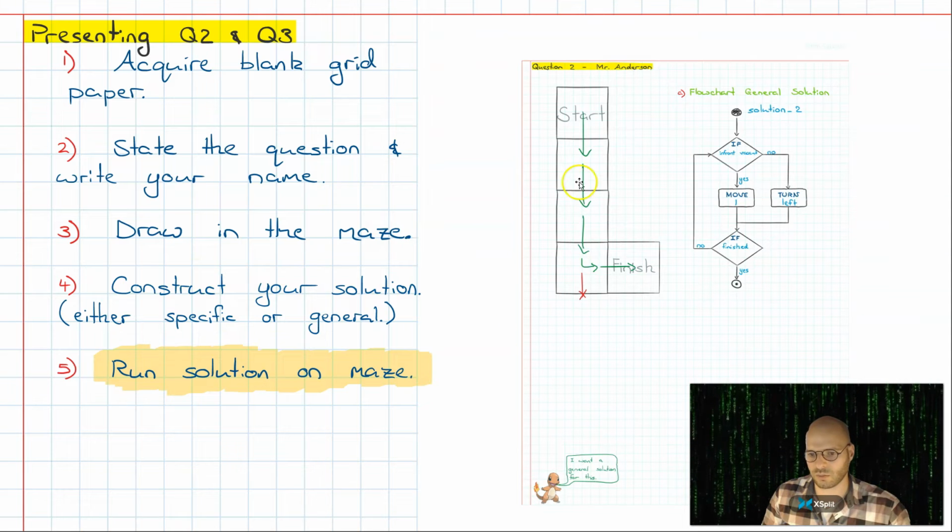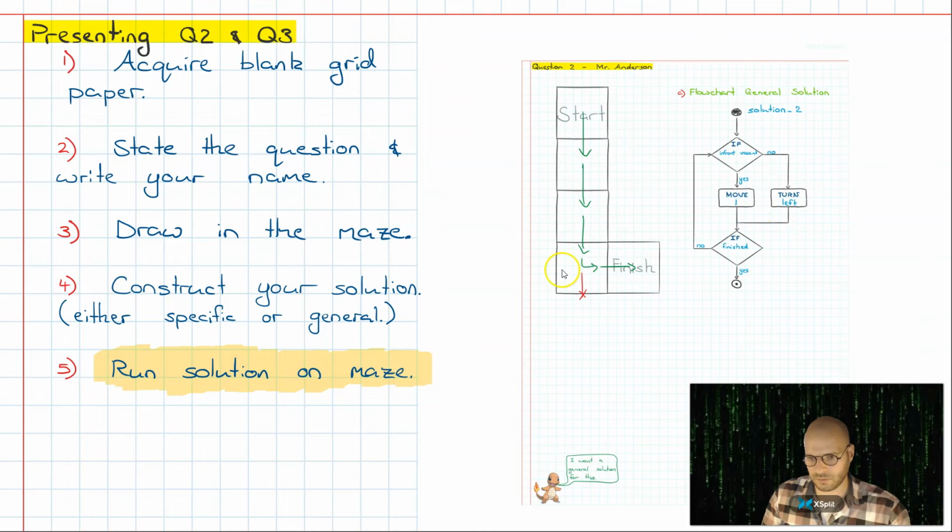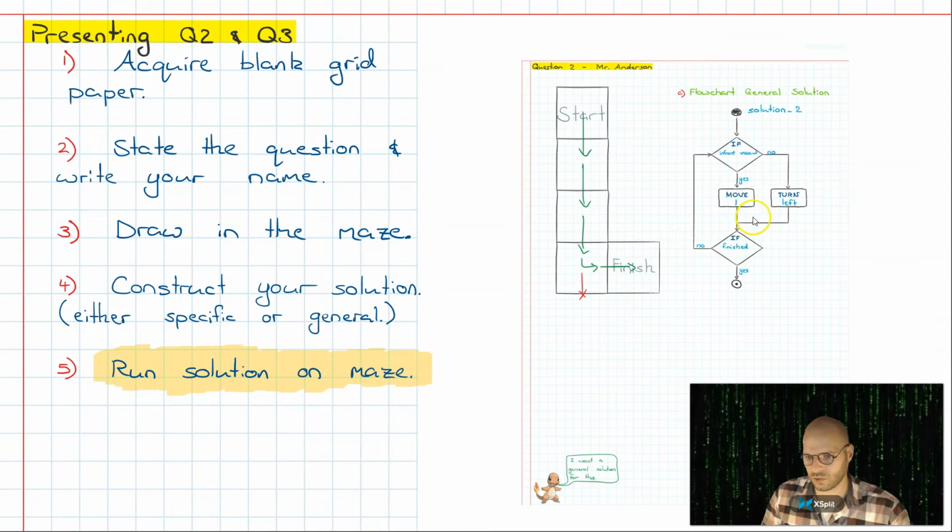Finally, you must run the solution to make sure that it works. If it doesn't work, then you need to go back and refactor. If you've spent a lot of time on it and it still doesn't work and you've gone for a general solution, then again, that's okay. Go talk to your teacher. It might still be acceptable and get you a satisfactory mark.